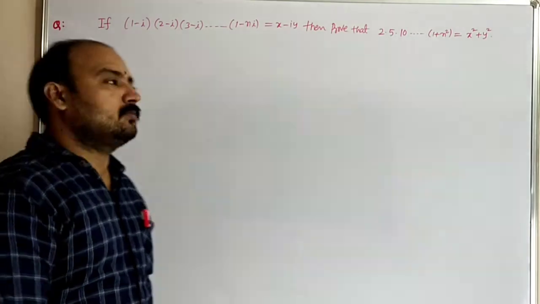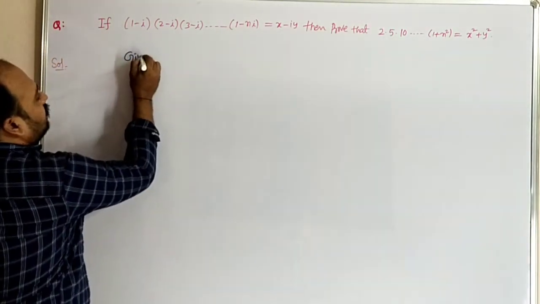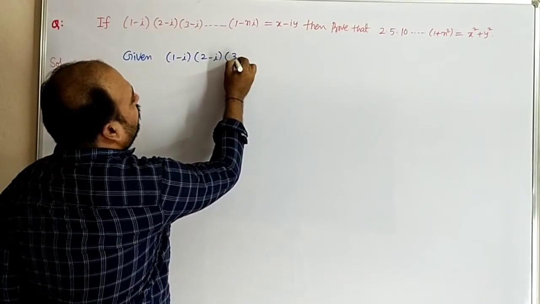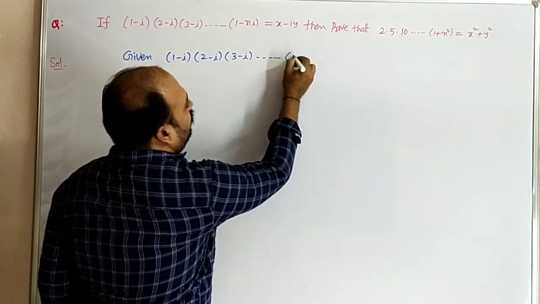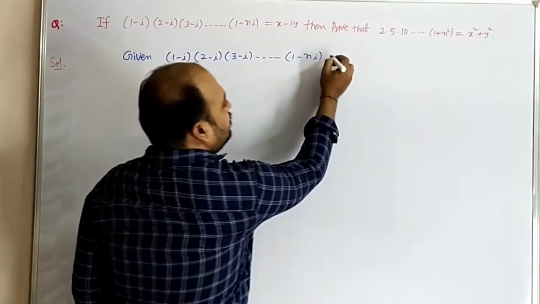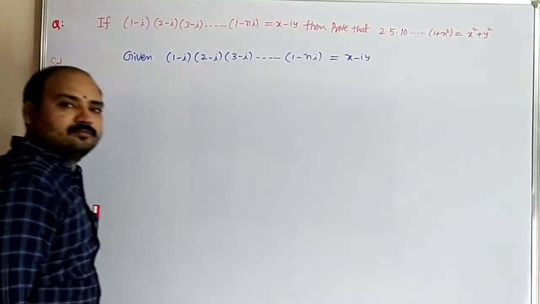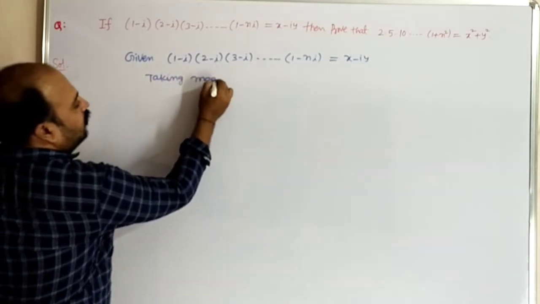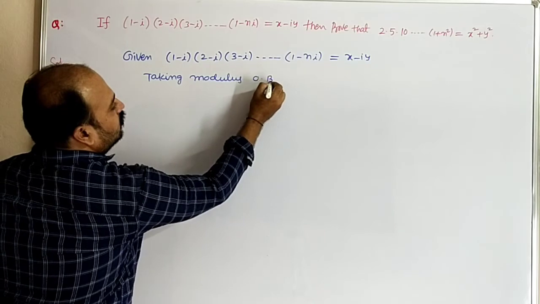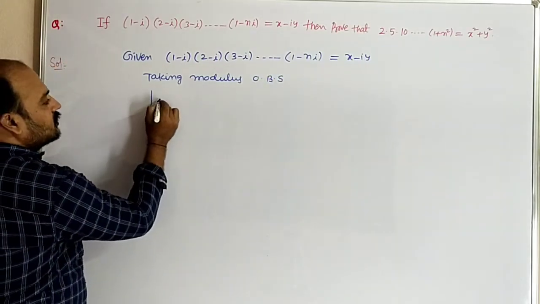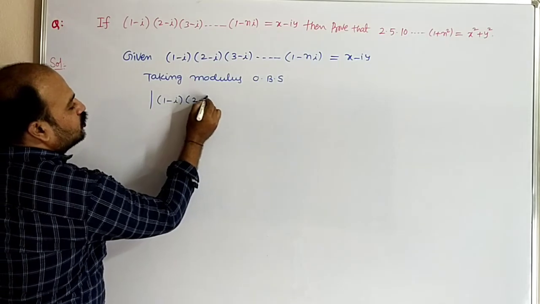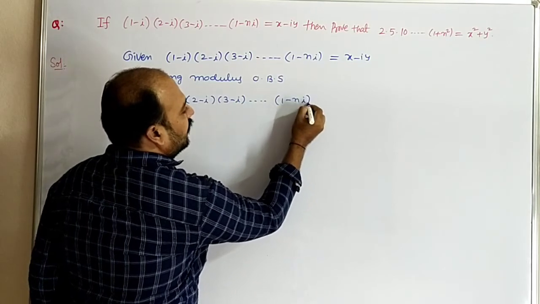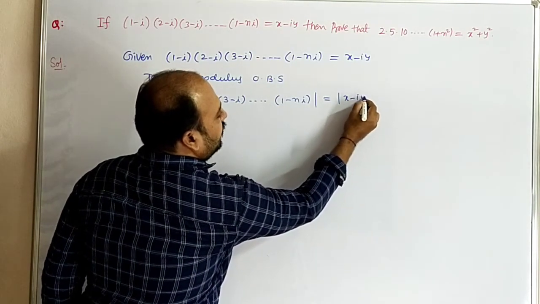The next question, given: 1 minus i, 2 minus i, 3 minus i, and so on, 1 minus ni is equal to x minus iy. Taking modulus on both sides, modulus of 1 minus i into 2 minus i into 3 minus i and so on, 1 minus ni is equal to modulus of x minus iy.